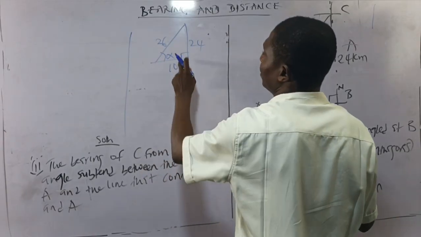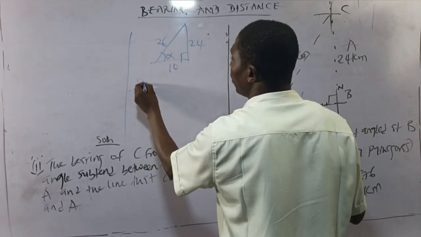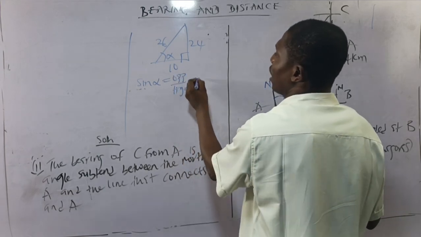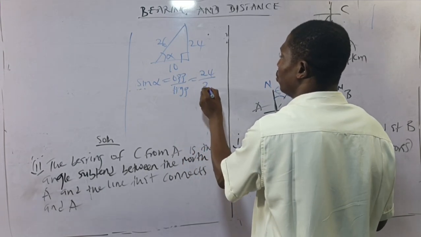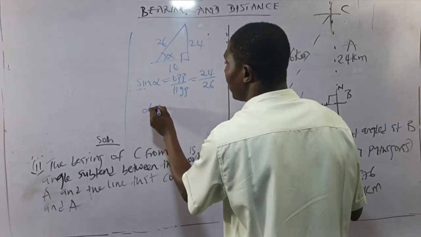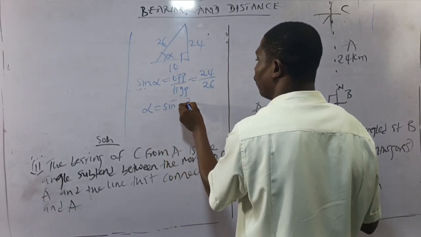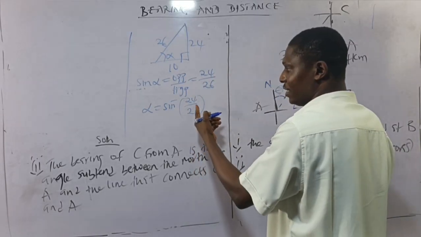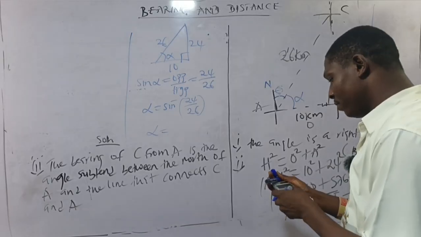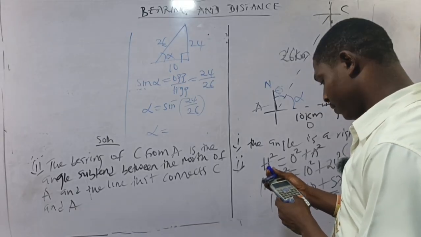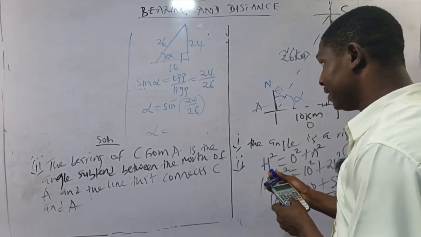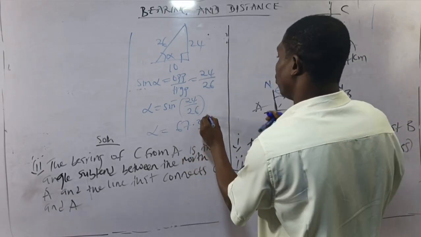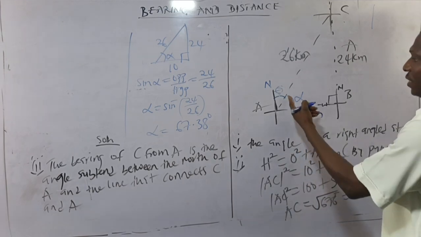So let me use sine. Opposite over what? Hypotenuse. So I'll have my sine alpha is what? Opposite over hypotenuse. And my opposite is 24, hypotenuse is 26. So my alpha will be equal to sine inverse of 24 over 26. You can get your actual decimal of it, and alpha will give me 67.38 degrees.